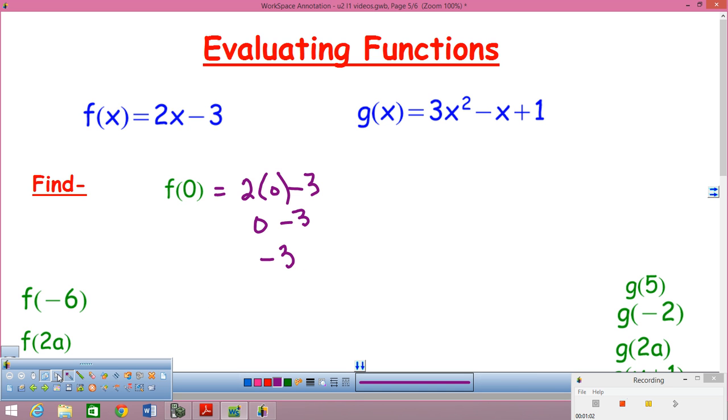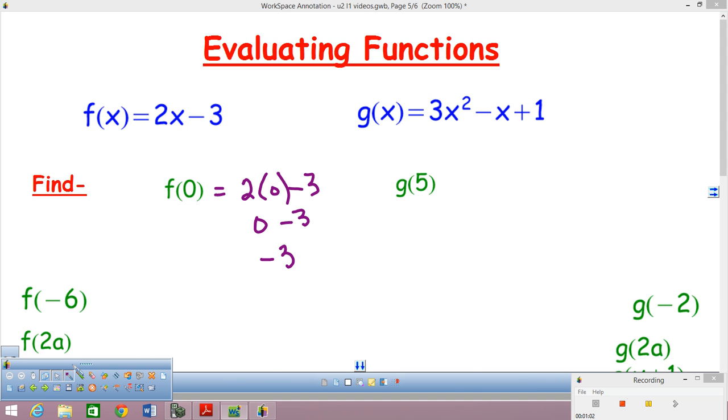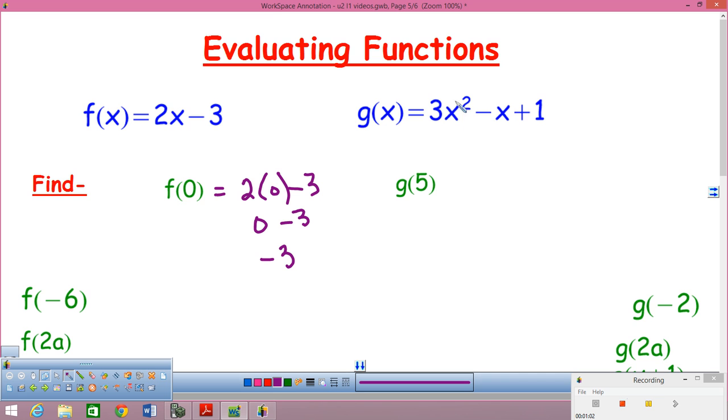Let's evaluate in the g function for x equal 5. Okay, I'm looking at the g function this time, and everywhere there is an x, I am going to put 5. So 3 times 5 squared minus 5 plus 1. You don't need to always put those parentheses, but it helps you to see that that's where x used to be, now it's 5.